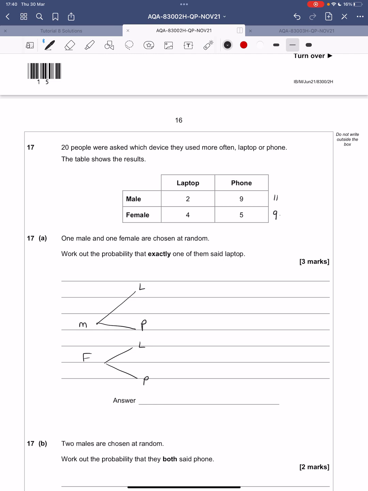So we're going to choose one of these males. That's 2 out of 11, that's 9 out of 11. And this is the females: that's 4 out of 9, 5 out of 9. Exactly one of them said laptop. So if you've got a male, 2 out of 11 there, 9 out of 11 there, 4 out of 9 there, 5 out of 9 there.